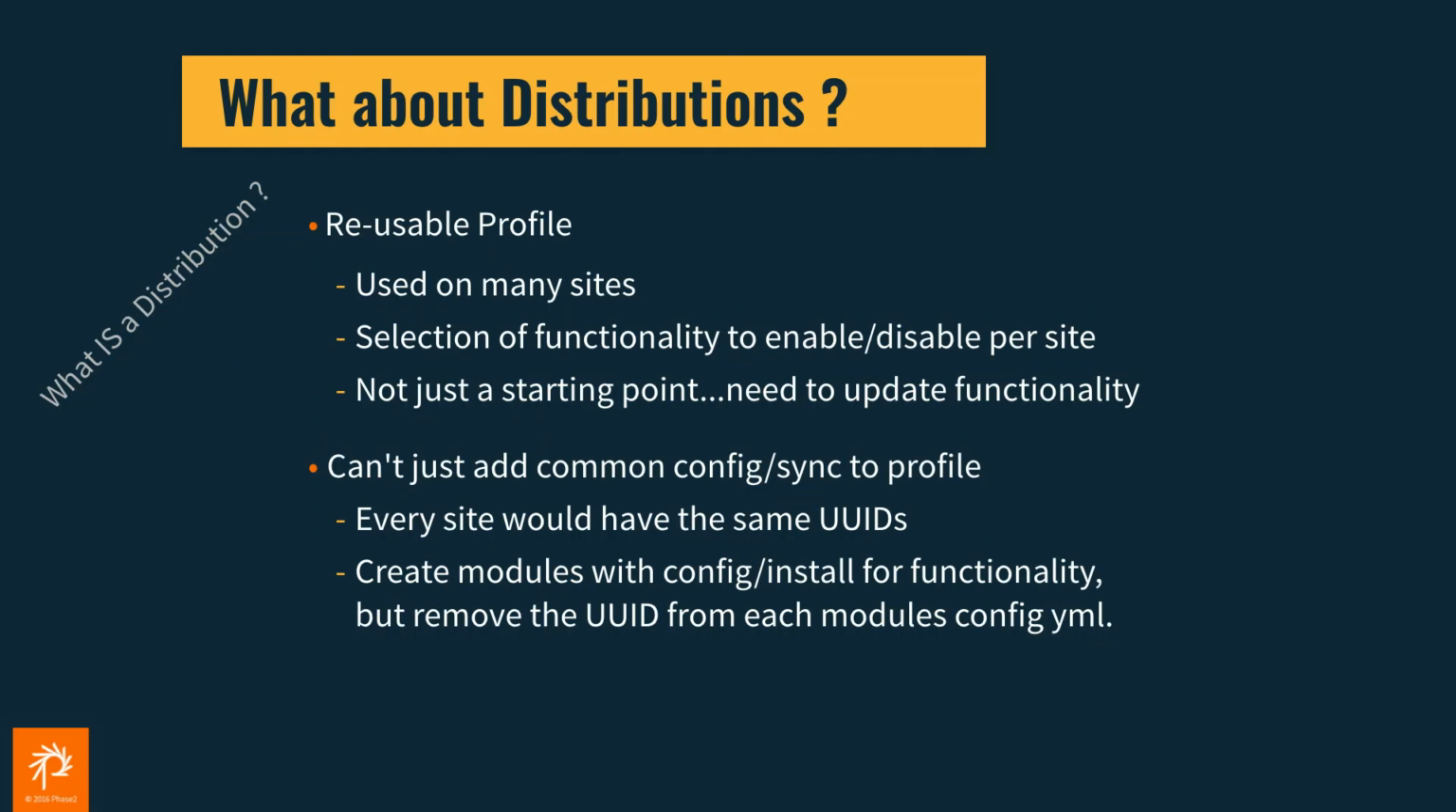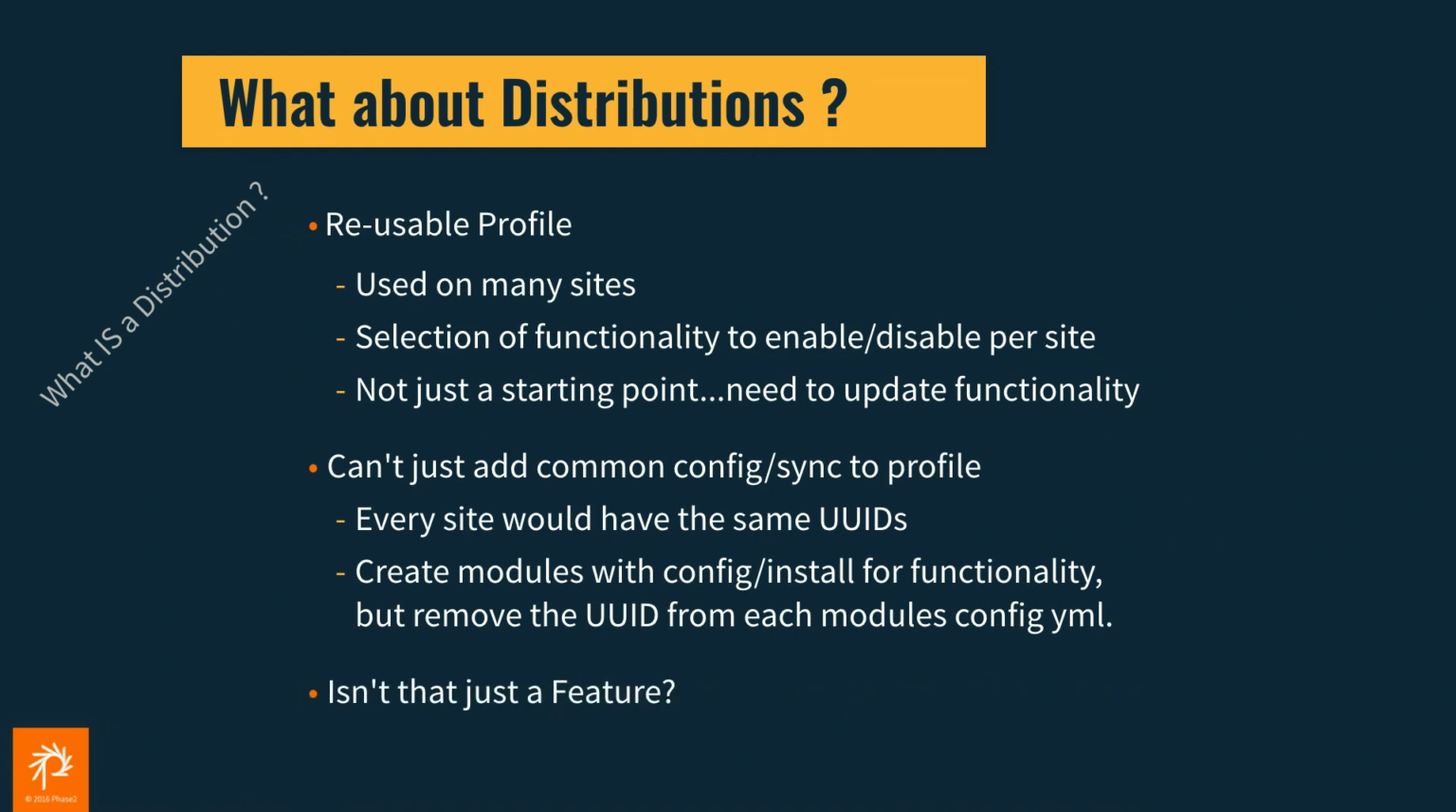And UUIDs are probably there for a reason, and they're called unique for a reason. We probably don't want 1,000 sites with the same UUIDs. There's probably security implications and all sorts of stuff. So what you really want to do is take that functionality and put it in modules and go into the config install directory and remove the UUIDs so that when Drupal initially installs your site, you'll get unique IDs.